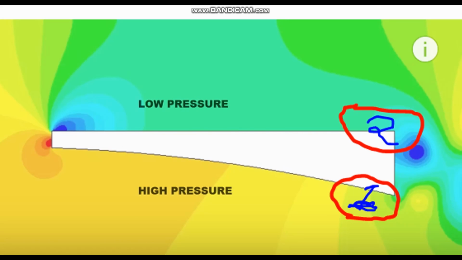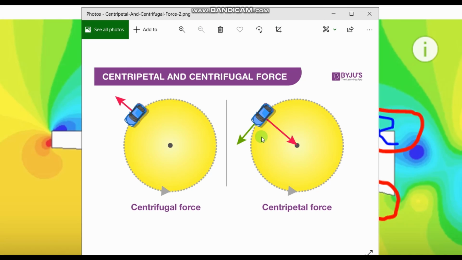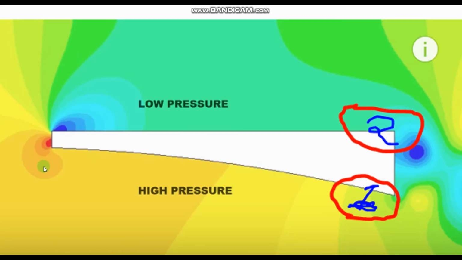Here's an example. As the car is making a turn, it experiences a centrifugal force outward, and what is balancing that force is centripetal force. Similarly, in this case, as the airflow follows the curvature of the airfoil, the bigger the curvature, the faster the speed of flow, which in result, we have a higher centrifugal force outward for the airflow. And what is balancing the centrifugal force in this case is atmospheric pressure.